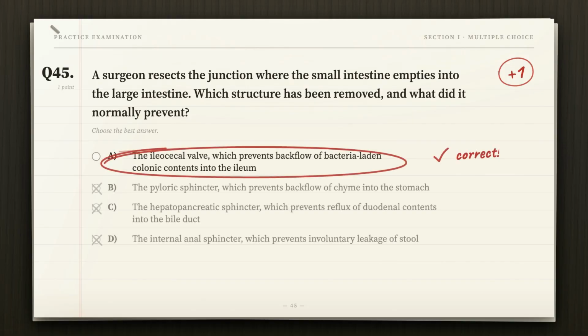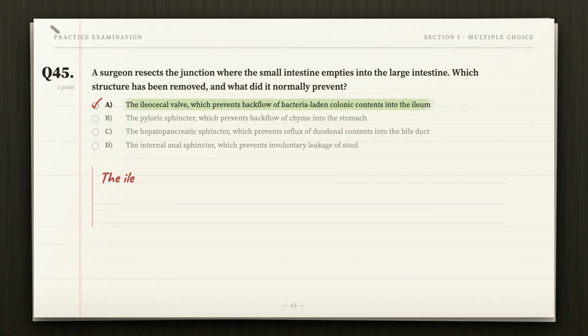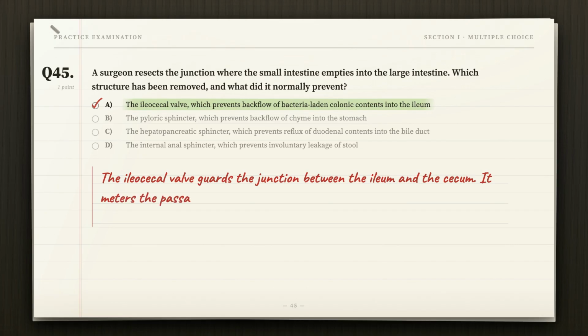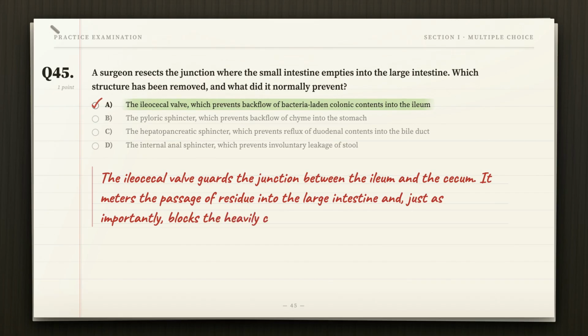The correct answer is A. The ileocecal valve, which prevents backflow of bacteria-laden colonic contents into the ileum. A is correct because the ileocecal valve guards the junction between the ileum and the cecum. It meters the passage of residue into the large intestine and, just as importantly, blocks the heavily colonized colonic contents from washing back into the relatively sparse bacterial environment of the ileum.